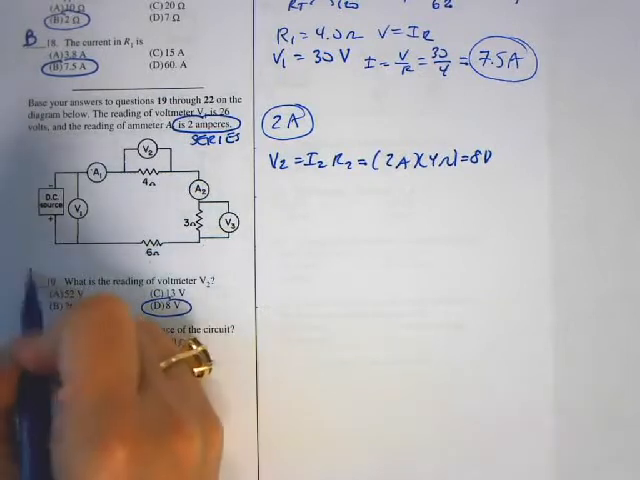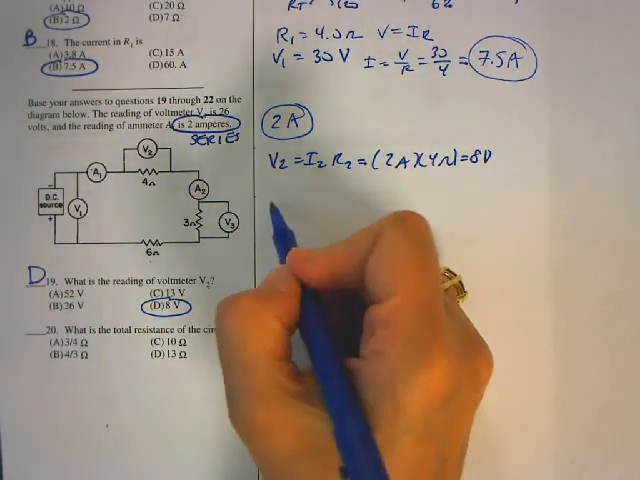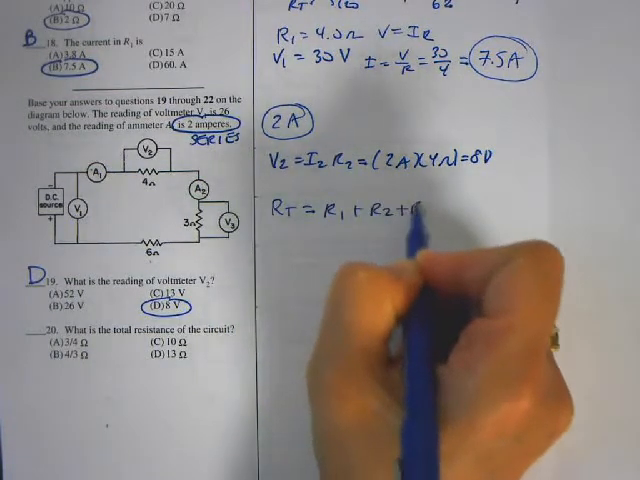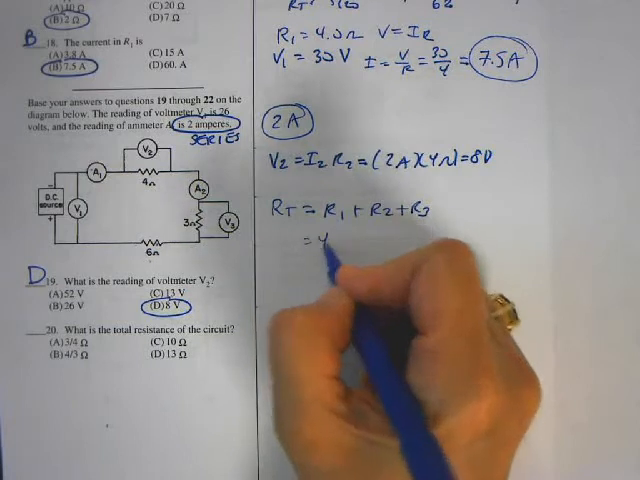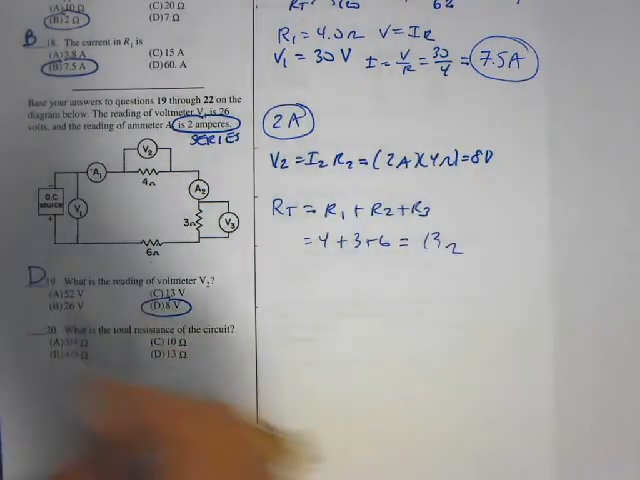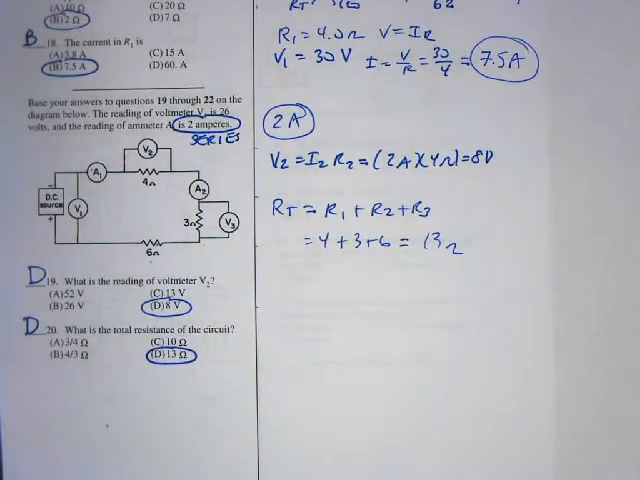Number 20, what is the total resistance of the circuit? In series, RT is equal to R1 plus R2 plus R3, which is equal to 4 plus 3 plus 6, which would be 13. And again, you can do this in your head. These circuits on the test are a lot easier than what we did in class, because we're not doing combinations. All right, number 21.